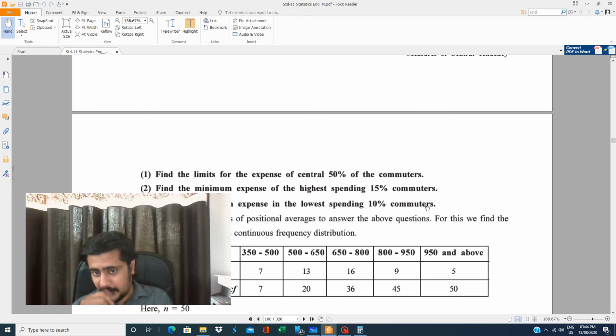Okay, so the main thing is you have to derive what you are required to solve. It is written, limit of expense of central 50%. By reading this sentence, you should know that we have to find Q1 and Q3. Okay, so more questions will be solved tomorrow.